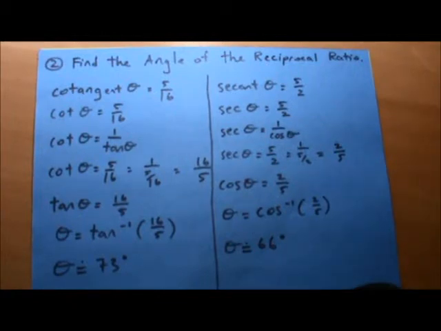The second one, secant theta is equal to 5 over 2. Now, we know that secant is equal to 1 over cos, so we can conclude that cos theta should equal 2 over 5. Now, to find theta, take the inverse of cos of 2 over 5, which should give you an approximate answer of 66 degrees.